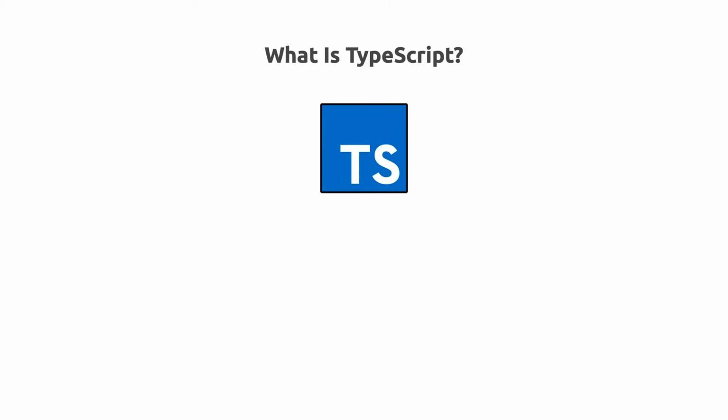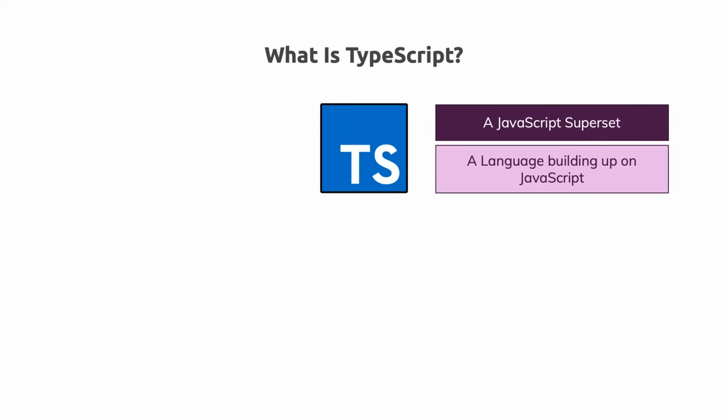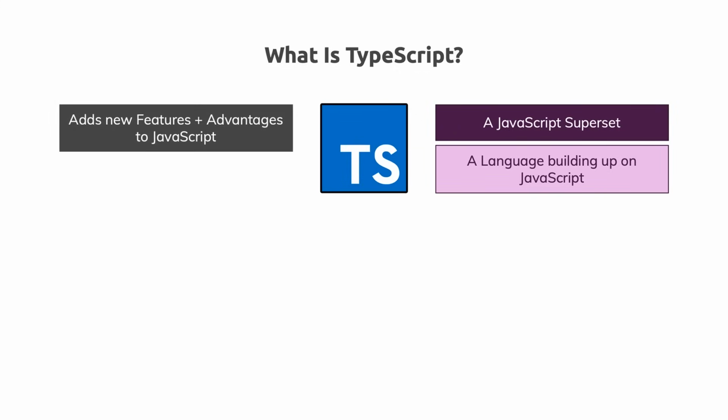So what is TypeScript? What is it all about? Why would we use it? TypeScript is a JavaScript superset. Now, what does this mean? It means that TypeScript is in the end a language, a programming language, building up on JavaScript. It's not a brand new language. Instead, it takes the JavaScript language and adds new features and advantages to it. It makes writing JavaScript code easier and more powerful, you could say.